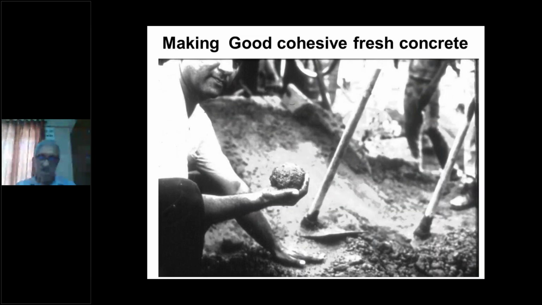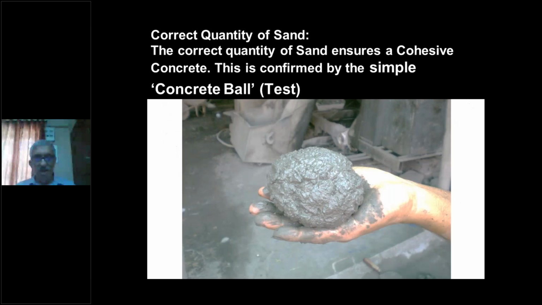Good cohesiveness is very, very important. And here is Mr. Remedios demonstrating the formation of the laddu, indicating good cohesiveness in the mix. What we call a ball test. There is no code specifying how to test concrete for cohesiveness. But in the field, we test it this way.